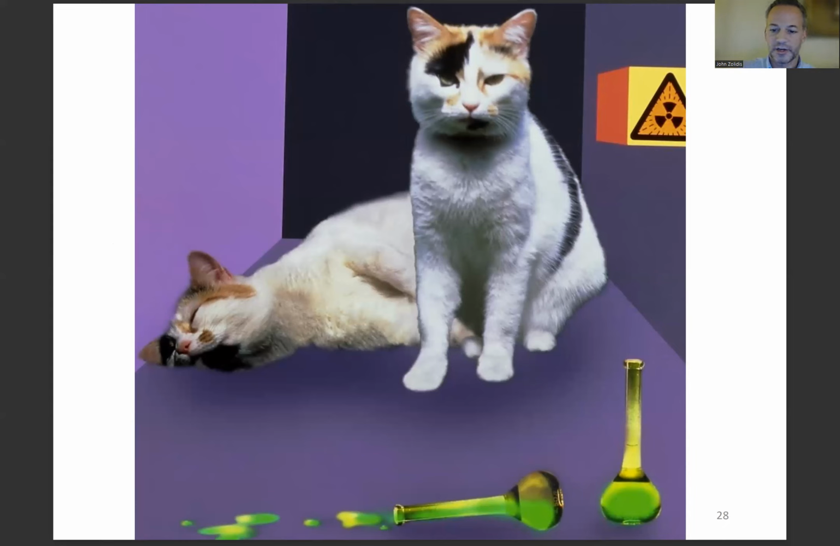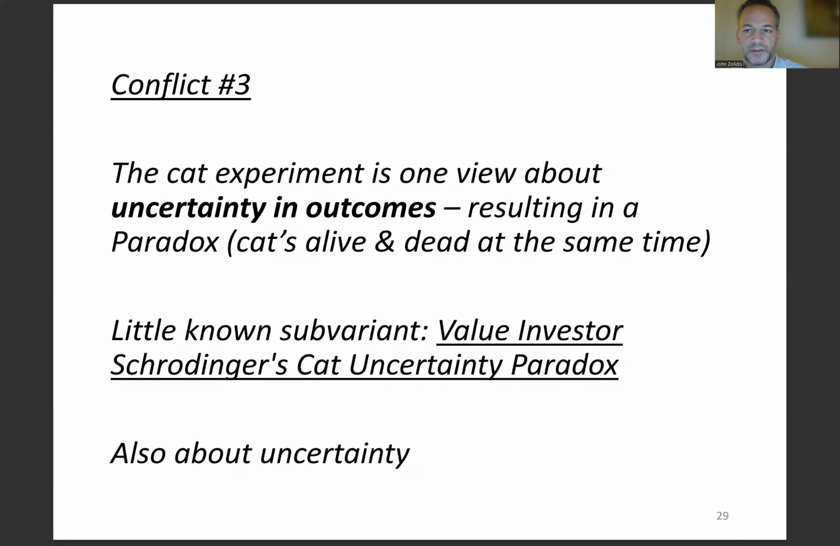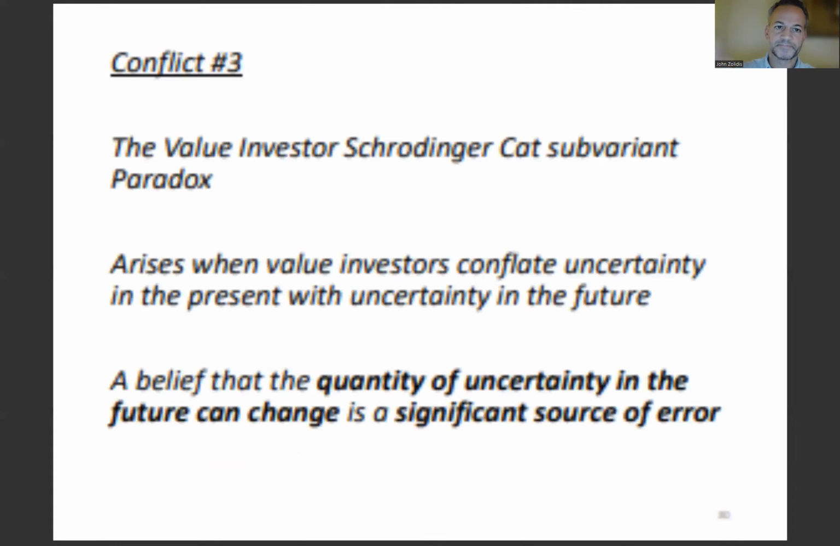And the idea here, which is called the Schrodinger's Cat paradox, the cat's alive and dead at the same time, is that things that are unobserved are existing in these multiple states simultaneously. And it's really a kind of view about uncertainty in the universe. Now, what we're saying is that there is a little known subvariant called the value investor Schrodinger's Cat uncertainty paradox. And this is also about uncertainty.